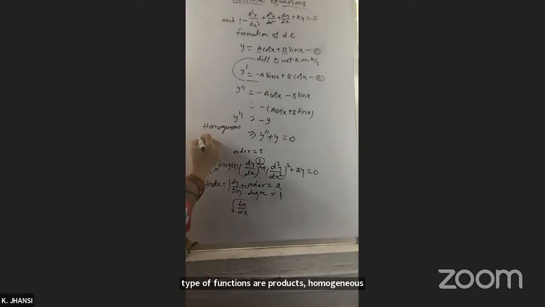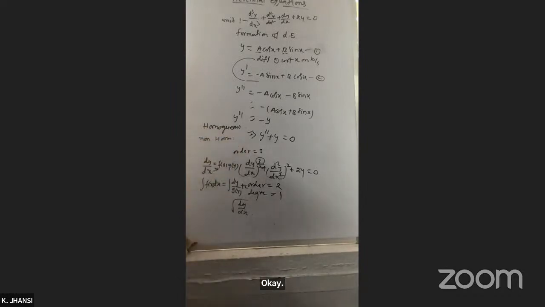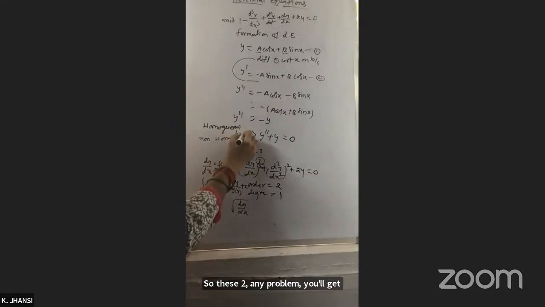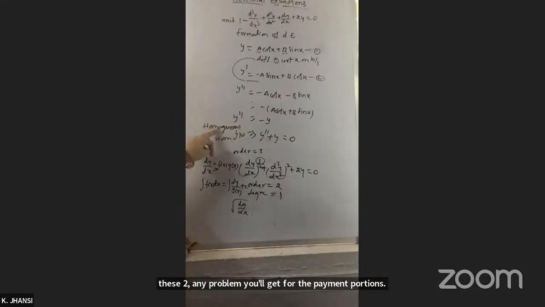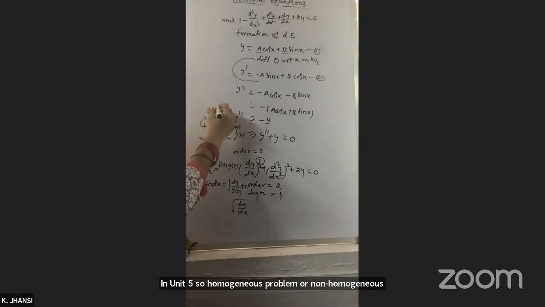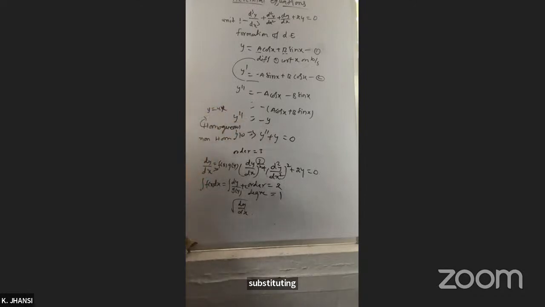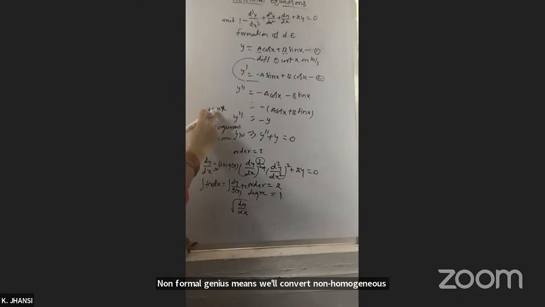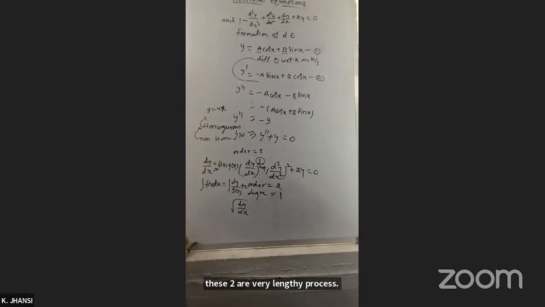Another one is non-homogeneous, which will not be in the form of lambda to the power of n f of x comma y. Any problem from these two you will get for the 10 marks questions in unit 5. Homogeneous problems we solve by substituting y equals ux, simplify, and then integrate. Non-homogeneous we convert into homogeneous and then again apply the same substitution, y equals ux. That's why these two are very lengthy processes, so they are asked for the 10 marks questions. These two are 10 marks questions in the 5th unit.